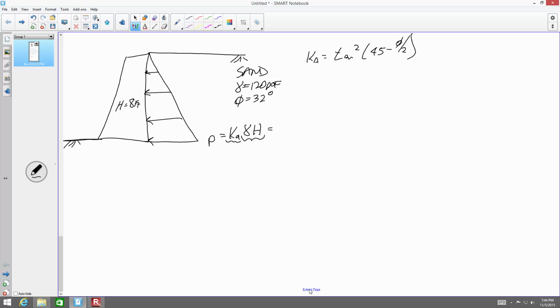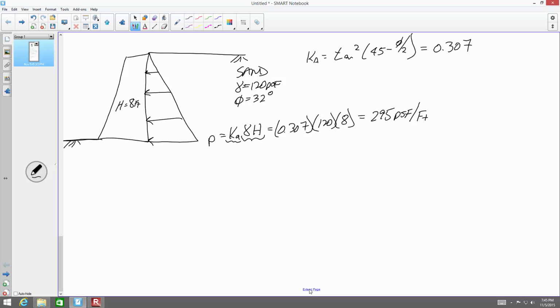Minus phi over 2. What's that crunch out to be? That crunches out to be 0.307. So we're at 32. The good rule of thumb for 30 is 0.333, so that's right about where we think it ought to be. So then we can go 0.307 times the 120 times 8. It gives us a pressure of 295 PSF. And that's per foot into the board. We don't want to forget that.